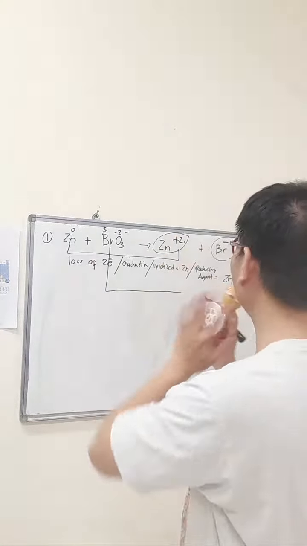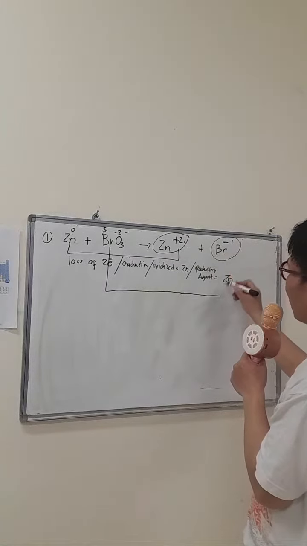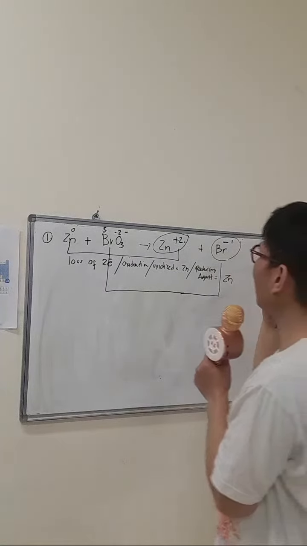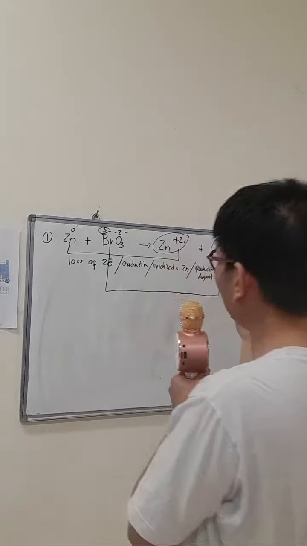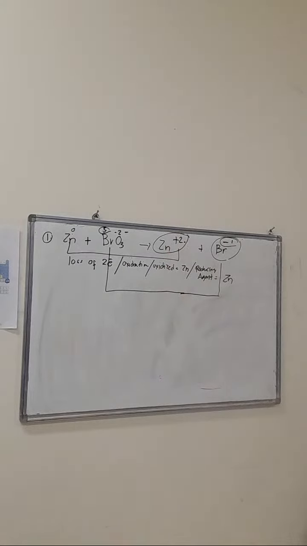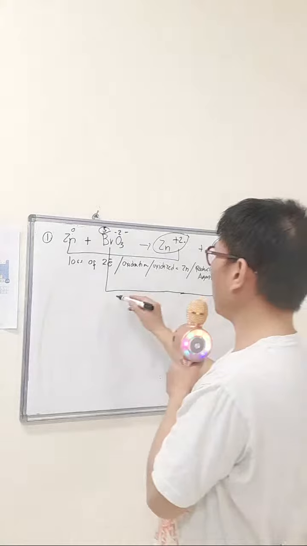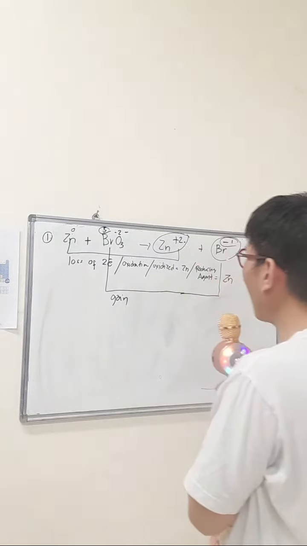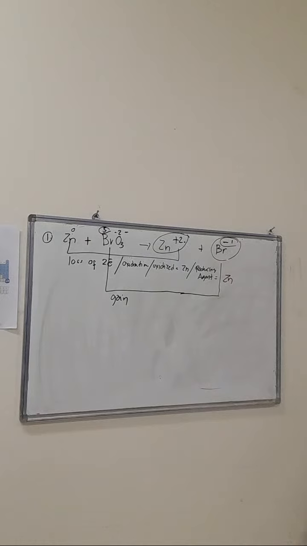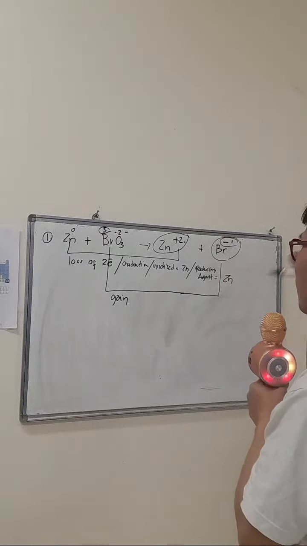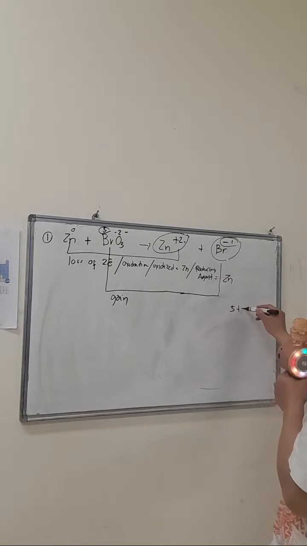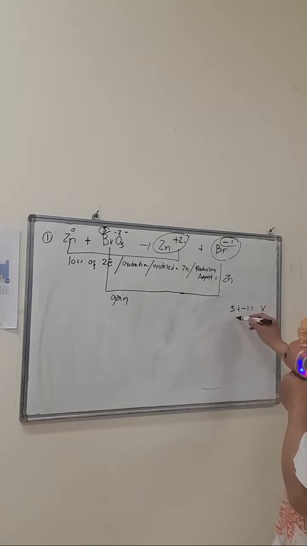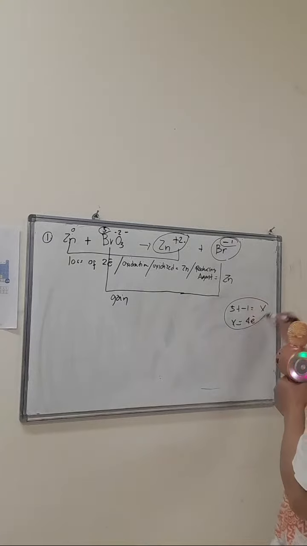Okay, like that, because in this topic you can master this. And then we have from 5 to -1, meaning a decrease in oxidation number, meaning gain of electrons. So from 5 to -1, that is 5 plus -1 is equal to x. Then x is equal to 4. That's why it is gaining of 4 electrons.